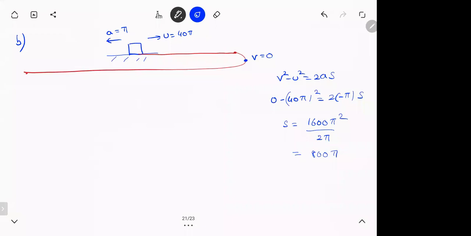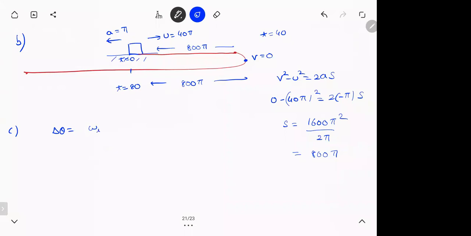800 pi. So this thing is 40 seconds and you're traveling a distance of 800 pi. Similarly, in another 40 seconds, where will you come? You'll come to the same position. So this is also 800 pi. How did I know that? You can calculate and see what is the angular displacement.